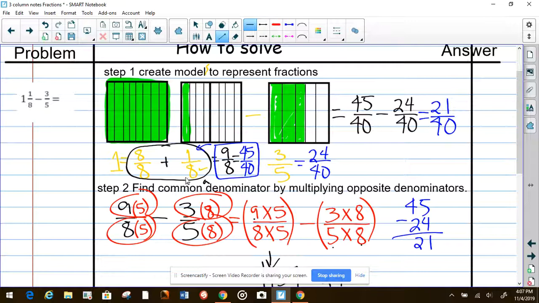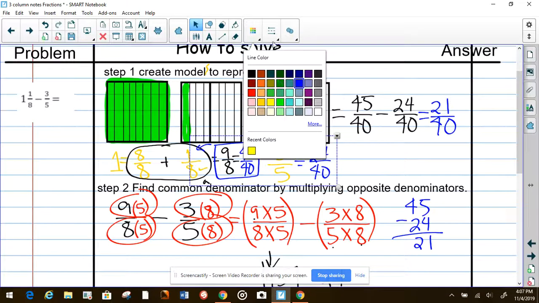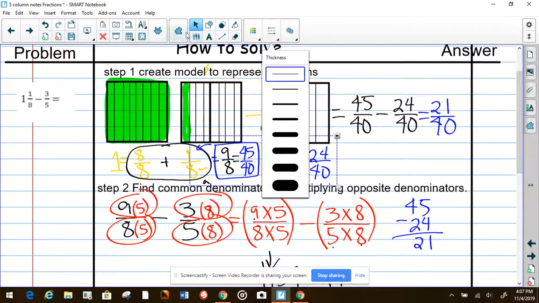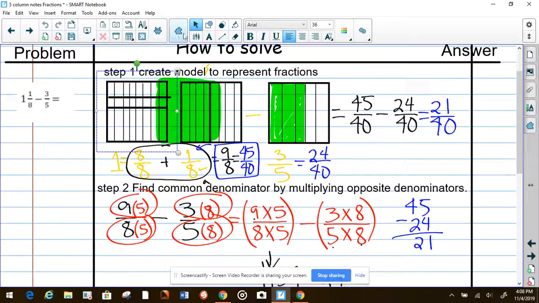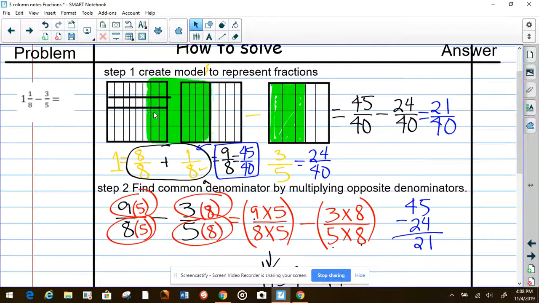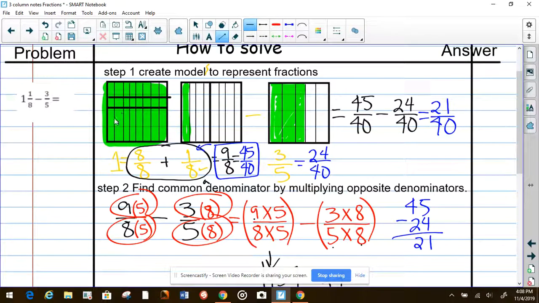So now we have to show on this model how this becomes 40. The denominator here, 8, is multiplied by the opposite denominator, which is 5. So we have to divide this into 5 parts. 1, 2, 3, 4 parts. Okay, let me finish now. So 1, 2, 3. I only need 3 lines, 3 divisions to make 5 rows.